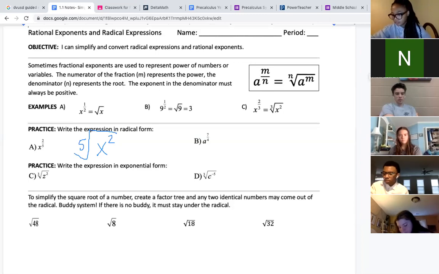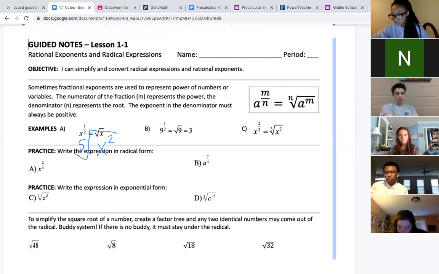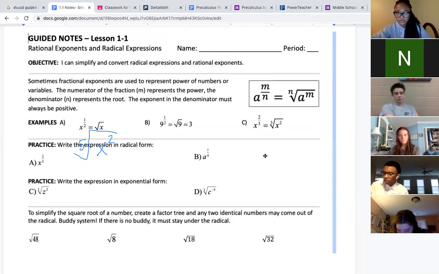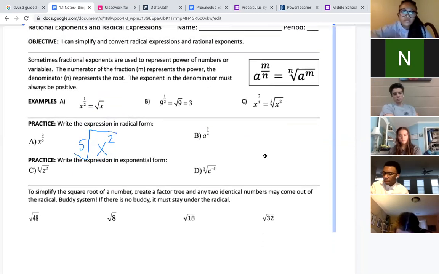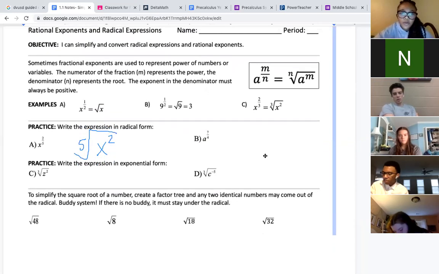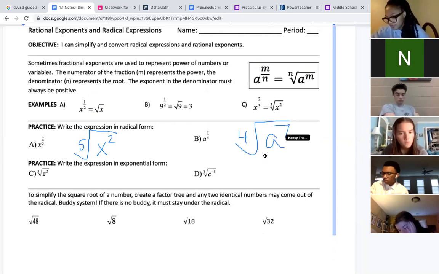If not, let's go ahead and look at the next one. Does somebody other than Natalia want to try the second example? Would it be 4 outside and then inside a to the 7? Yup. Get it, Zamiri. Awesome.